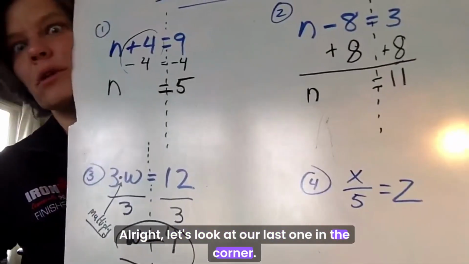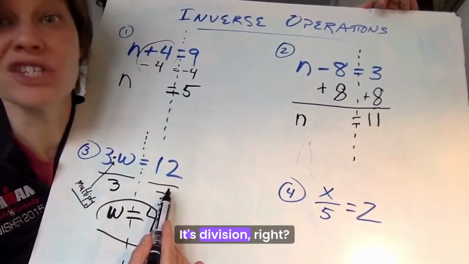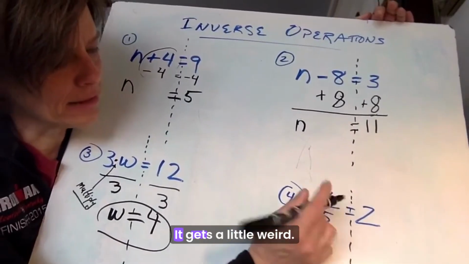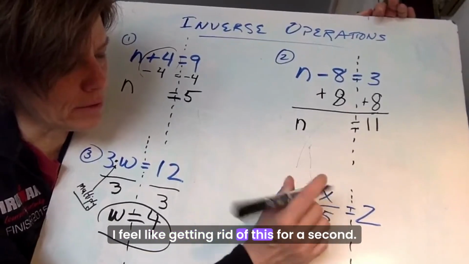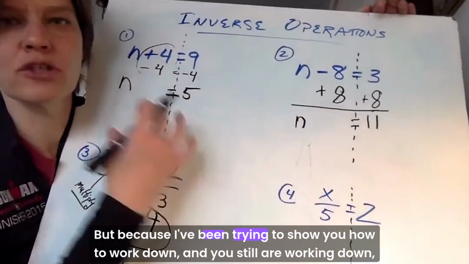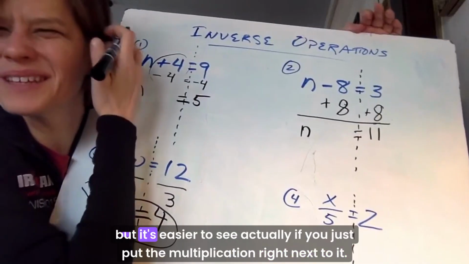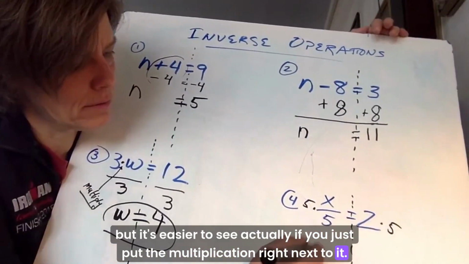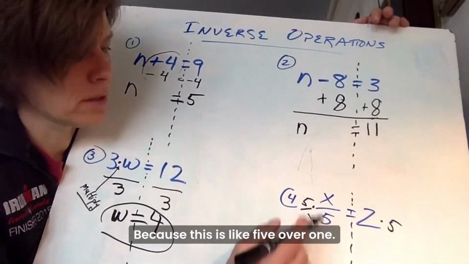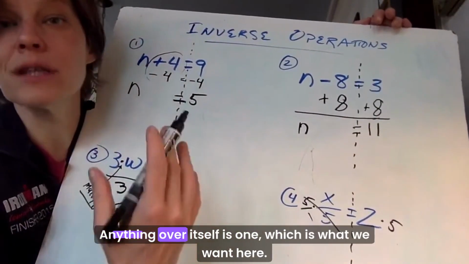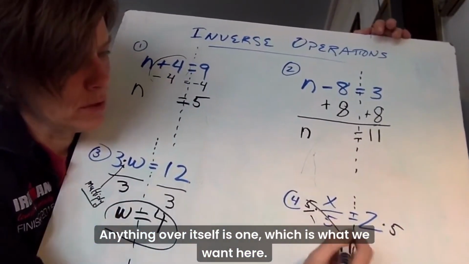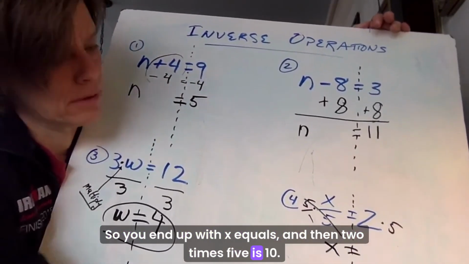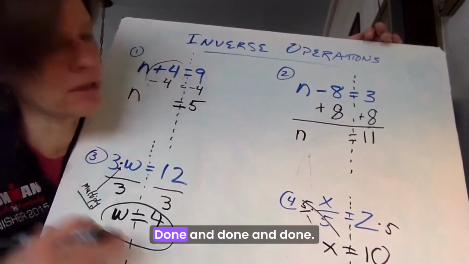All right, let's look at our last one in the corner. What operation is this? It's division, right? So the inverse of division is multiplication. Now, it gets a little weird. I feel like getting rid of this for a second. But because I've been trying to show you how to work down, and you still are working down, but it's easier to see actually if you just put the multiplication right next to it. Because this is like 5 over 1. And those cancel. Anything over itself is 1, which is what we want here. So you end up with x equals, and then 2 times 5 is 10. And then that's it. Okay? Done and done and done.